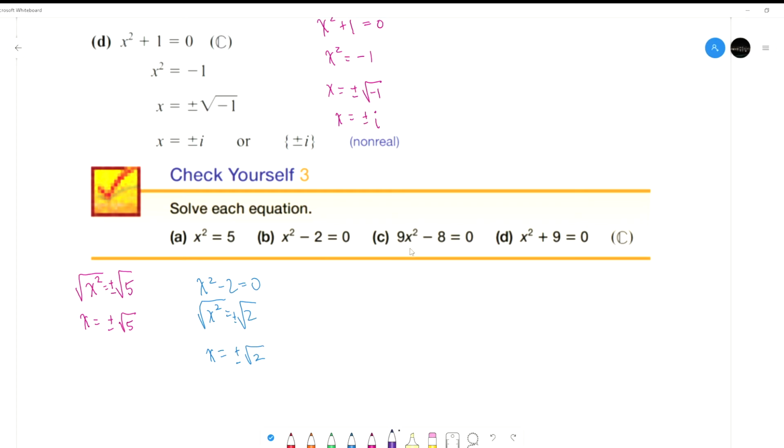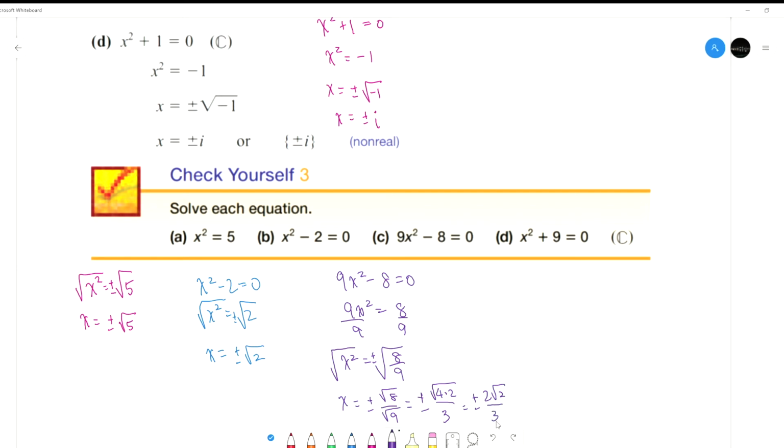For part C, we have 9x squared minus 8 equals 0. So first we add 8 to both sides, and we get 9x squared is equal to 8. Then we can divide both sides by 9. So we have x squared is equal to 8 over 9. Next we square root both sides, and we get plus or minus, right? So don't forget, you could separate these, right? Radical 8 over radical 9. And this simplifies further, right? So radical 8, did you get 2 root, well, it's 4 times 2, so it's 2 root 2, right? So did you get plus or minus 2 root 2 over 3? Hopefully that's what you got.